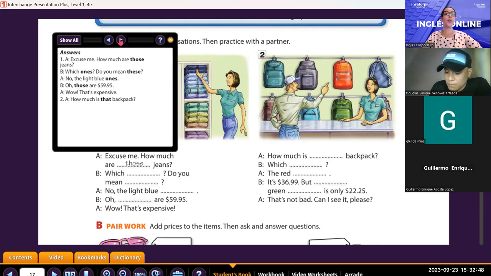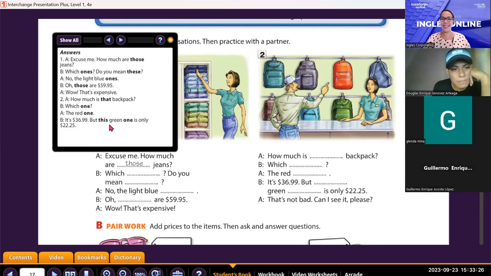Which one? Excellent. The red one. The red one. Excellent. The red one. And then? It's $36.99, but the green bag, but the green one. Okay, let's see. Excellent. This green one is only $22.25. That's not bad. Can I see it, please? And then we finish that conversation.